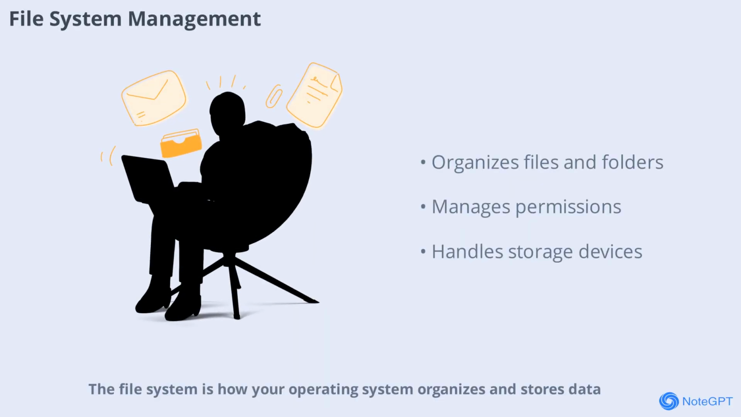The file system is how your operating system organizes and stores data. It manages files and folders, keeping everything in order so you can easily find and access your documents, photos, and apps. The OS handles file permissions, ensuring only authorized users can access sensitive information. It also manages storage devices like hard drives and USB sticks, making sure data is saved and retrieved correctly.